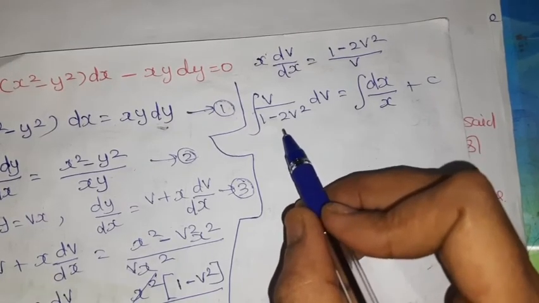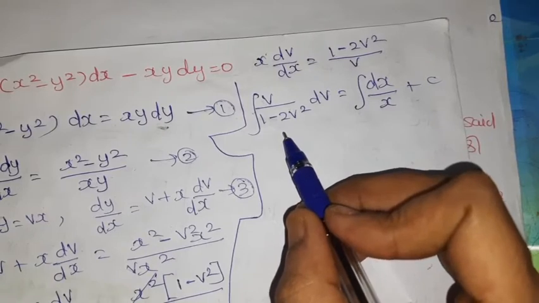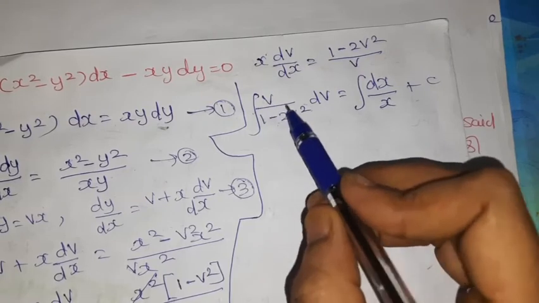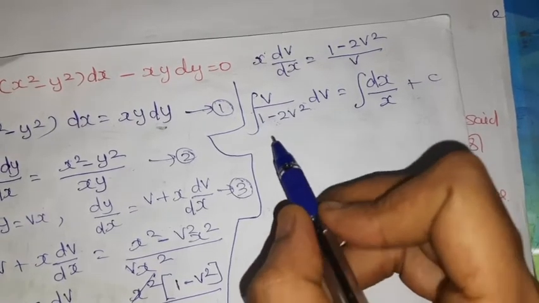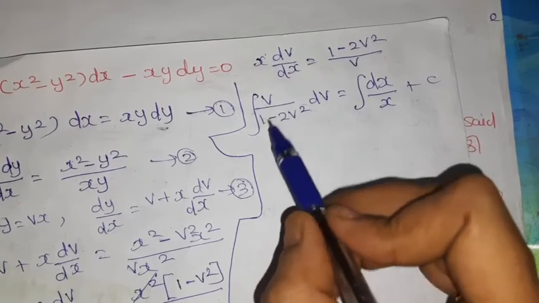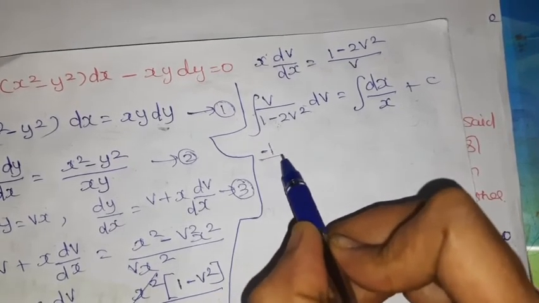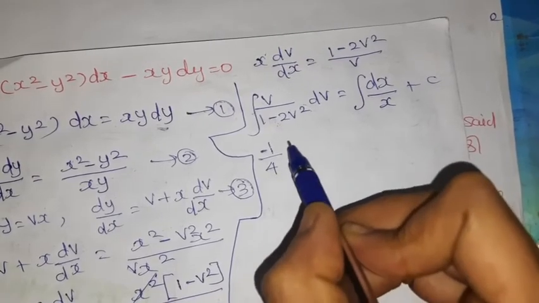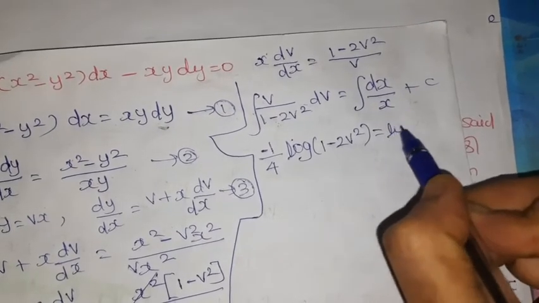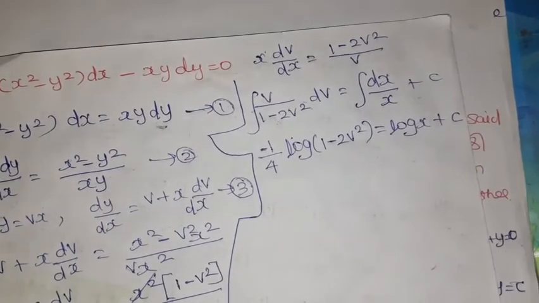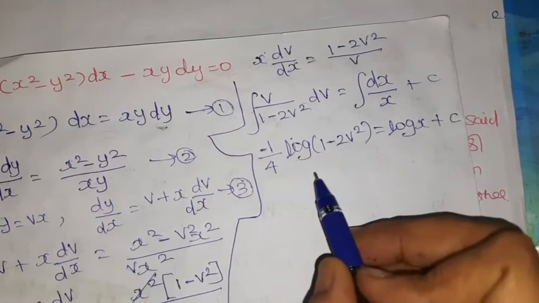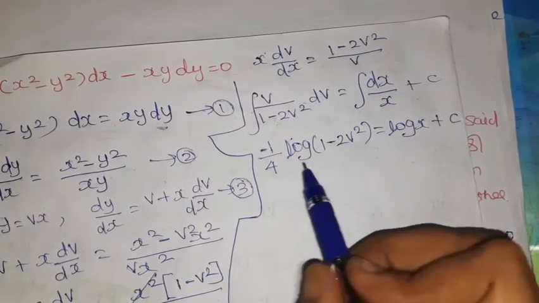This is a simple log integration logic. By differentiating the denominator, what do we get? Minus 4v, but here we have simply v only, so we need to divide by minus 4, that is, multiply by minus 1 by 4 into log of the term 1 minus 2v squared, equals log x plus c. Okay, this is the simple integration technique.